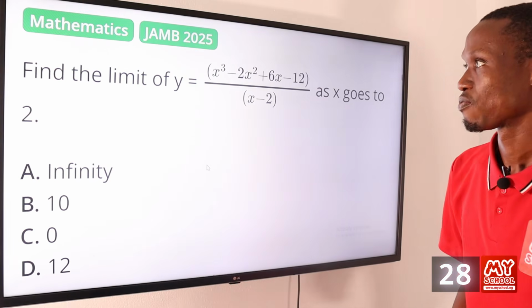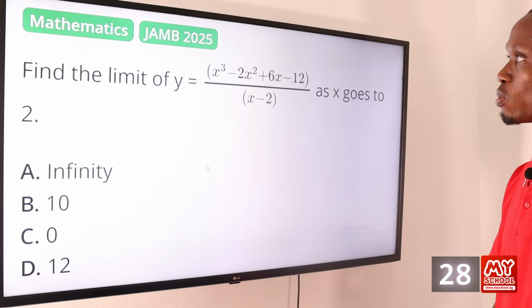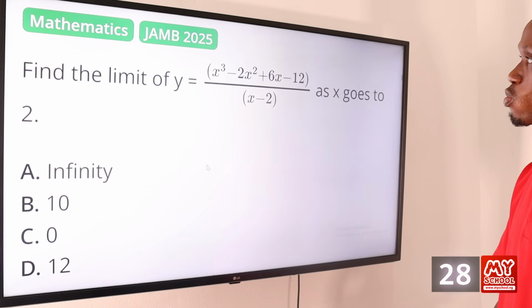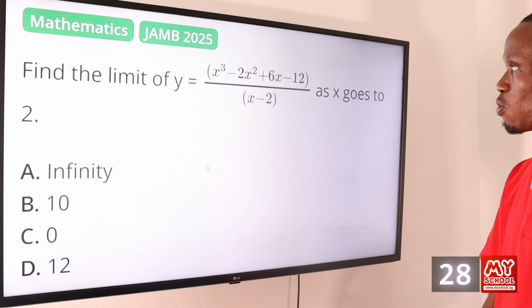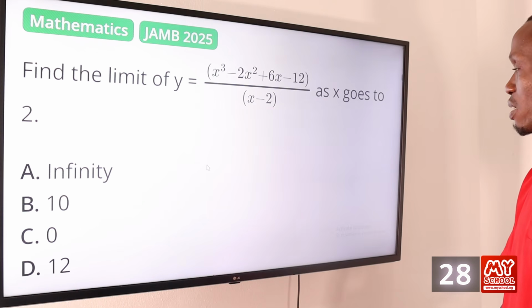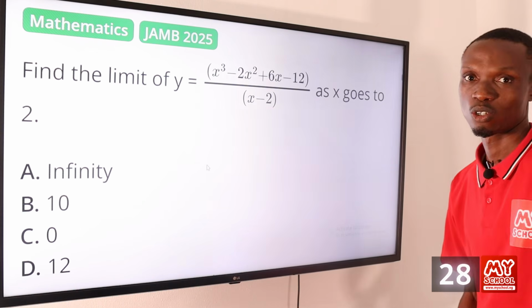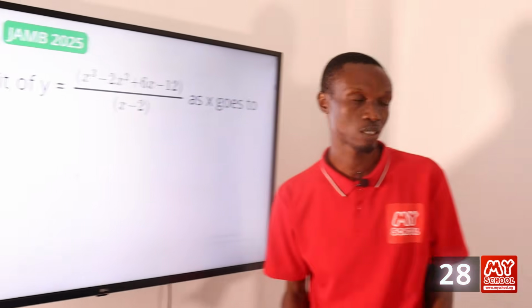Question 28. Find the limit of y equals x raised to power 3 minus 2x squared plus 6x minus 12, in brackets, all over x minus 2, in brackets, as x goes to 2. So let's move over to the screen to provide the answer to this question.